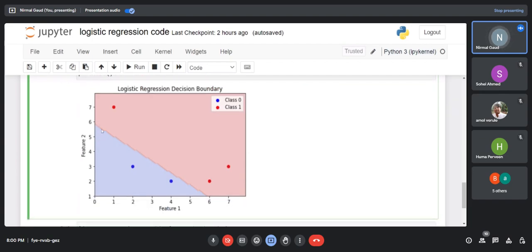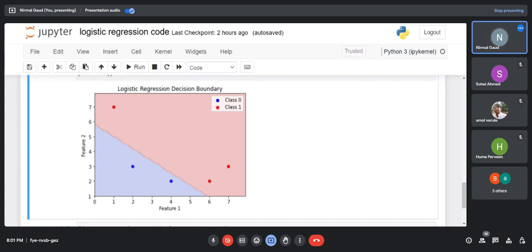It created a boundary and separated the classes. This is red and this is blue. It is separated and a boundary is created. You can see there is a perfect classification by our logistic regression. So it's mandatory that you learn this, and you need to practice the codes.